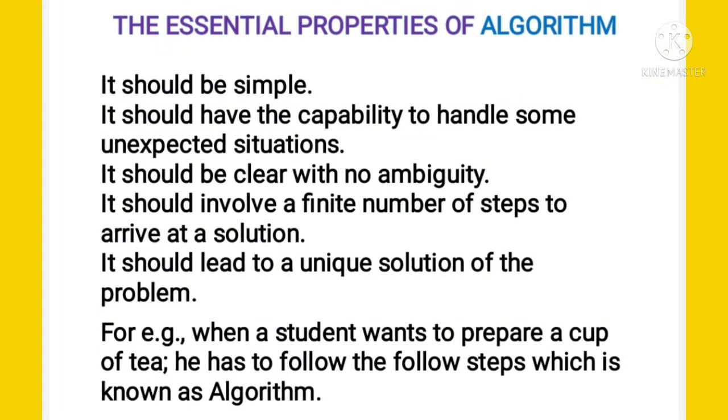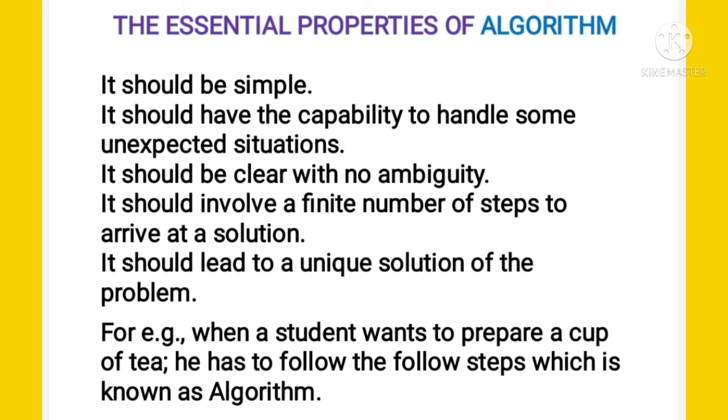Now, let's learn about some of the essential properties of algorithm. It should be simple. It should have the capability to handle some unexpected situations. It should be clear with no ambiguity. It should involve a finite number of steps to arrive at a solution. It should lead to a unique solution of the problem.